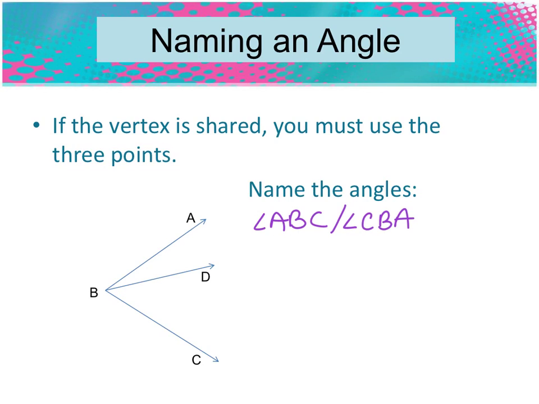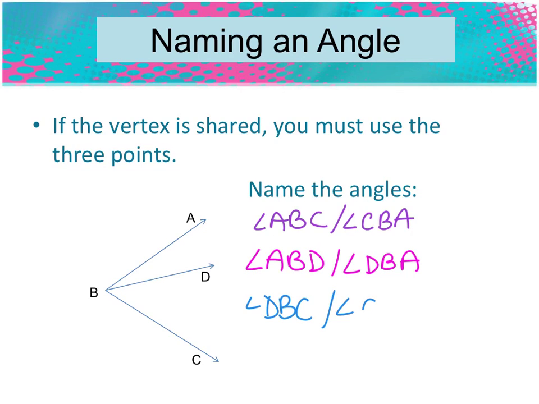What's another angle, Emily? ABD, which can also be called DBA. And the last one, Madison? DBC, which can also be called CBD. Okay, so there are 3 angles there: the top one, the bottom one, and the one of them combined. And again, in an example like that, you would not be able to say B, right? Because you wouldn't know which angle I was talking about. Questions?